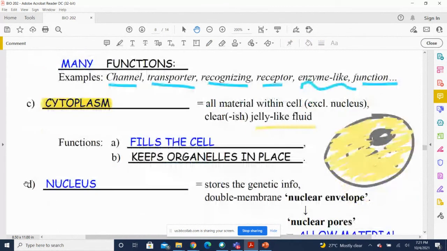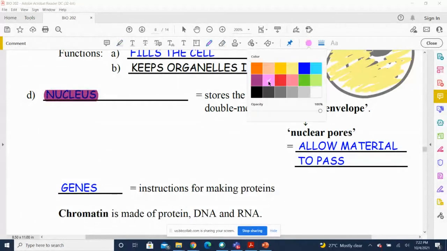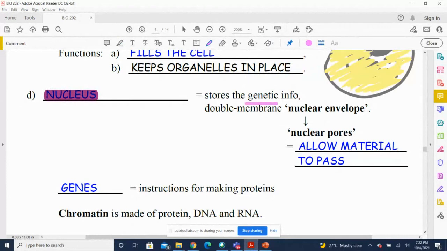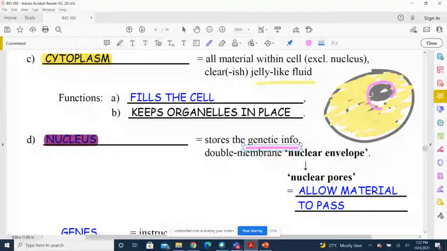The next structure that I do want to talk about, which is a really important structure, is going to be our nucleus. So the nucleus is where the genetic information is being stored. So your DNA has to stay within the nucleus. So it is enclosed in this double membrane known as the nuclear envelope. There are small holes through which material can exit and enter the nucleus. These are known as nuclear pores.